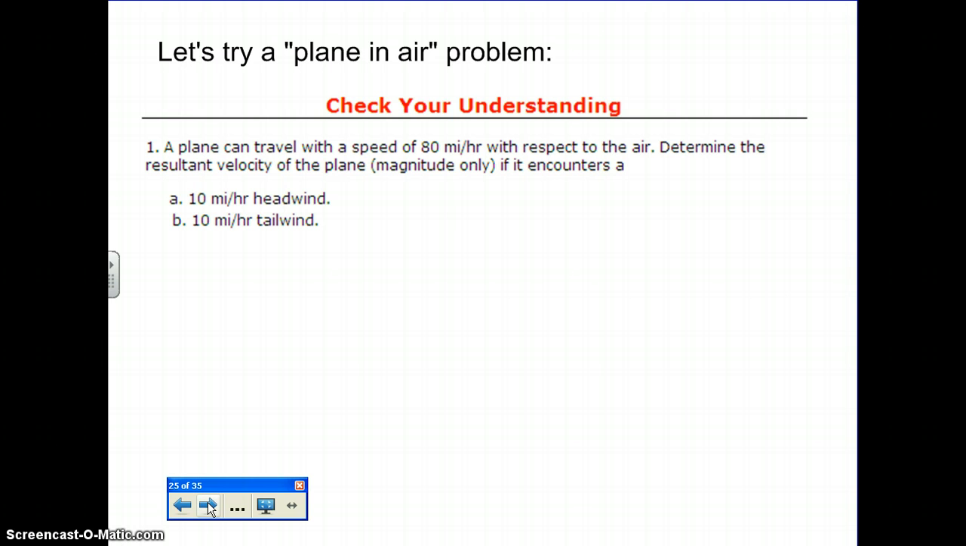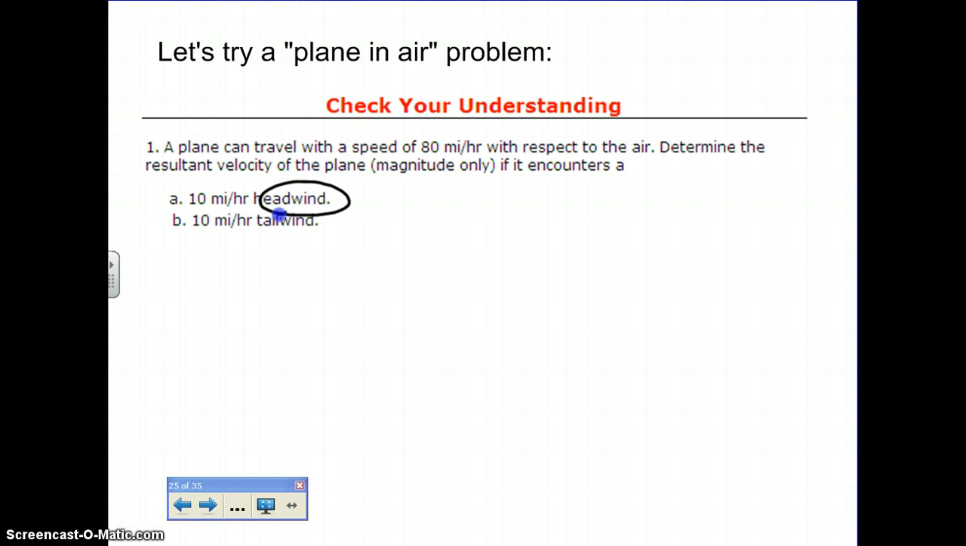So plane in the air, and this comes directly from physicsclassroom.com. Please check out the sample problems on physicsclassroom.com. You will be grateful. Okay, so it says a plane can travel with a speed of 80 miles per hour with respect to the air. Determine the resultant velocity of the plane, magnitude only, don't worry about direction, if it encounters a 10 mile per hour headwind.